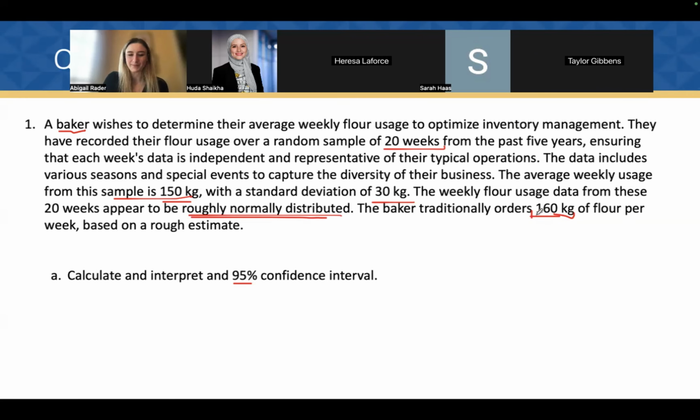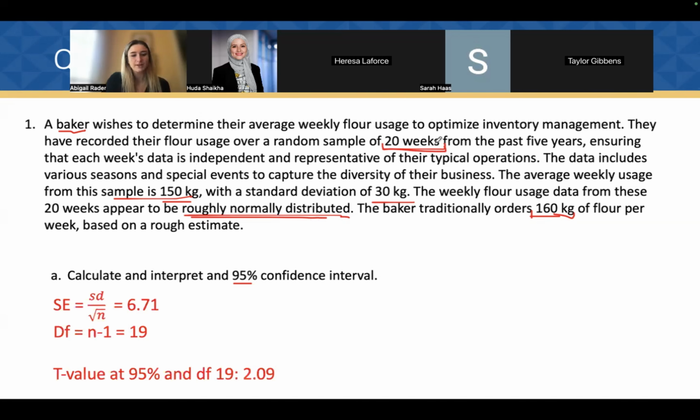Yeah. So with T, it's still roughly normally distributed, which tells us that we can use T even though the sample size is less than 30. But yeah, it's going to have to be T. So if we're talking about a 95% confidence interval, there's a few steps. The first is to calculate the standard error. The second is to calculate the degrees of freedom, and then use those values on the p-value cheat sheet that you'll have access to on the exam to find our critical value.